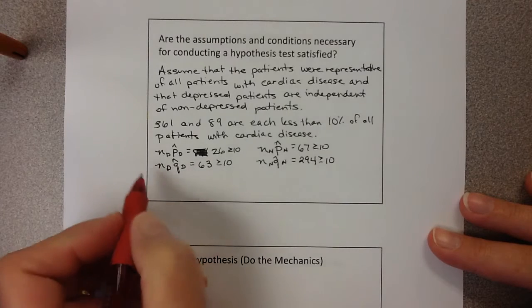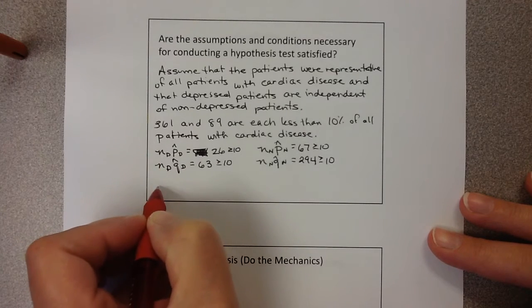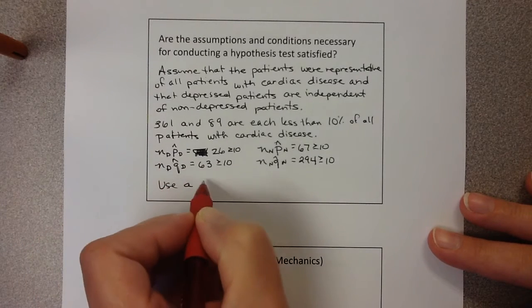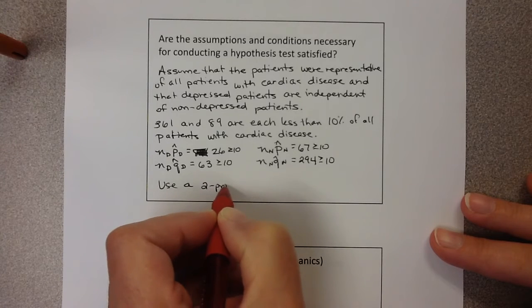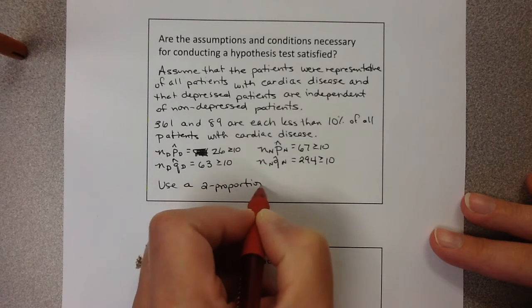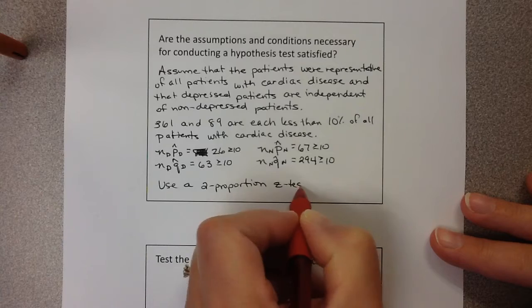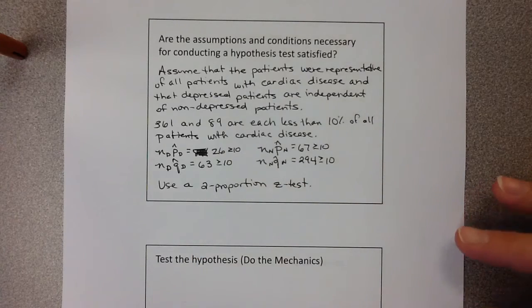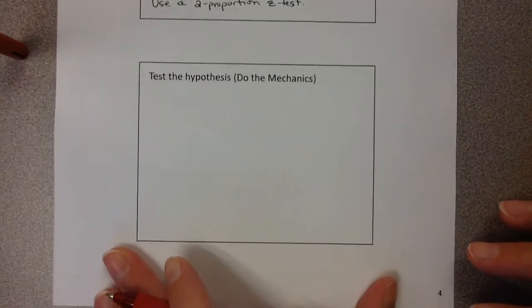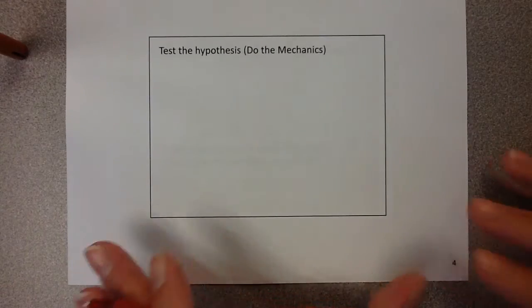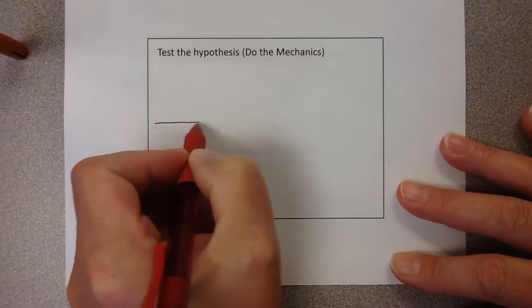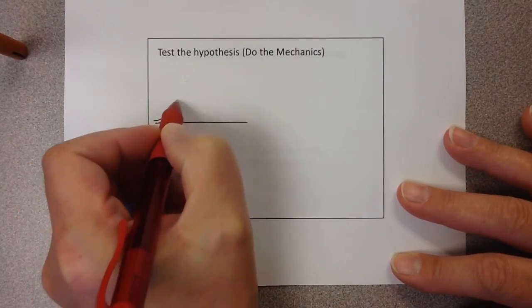If I want to do a hypothesis test, I've got to name it. So we will use a 2 proportion Z test. Now, the mechanics are what get a little bit tricky. So I'm going to start with a picture.